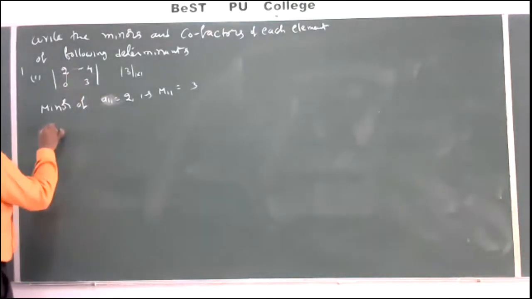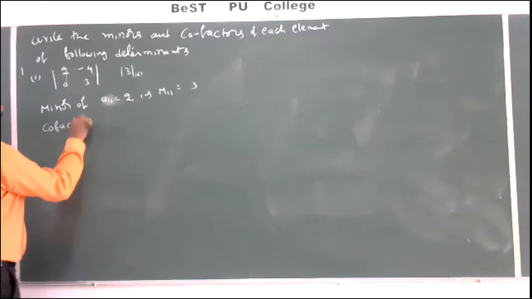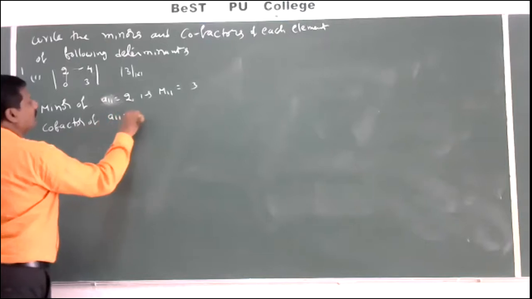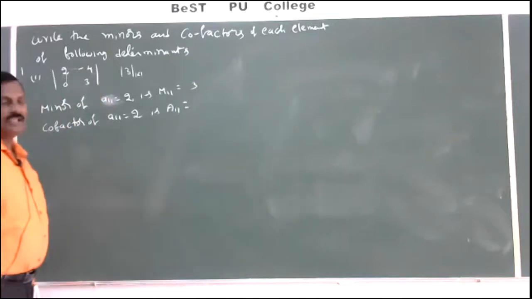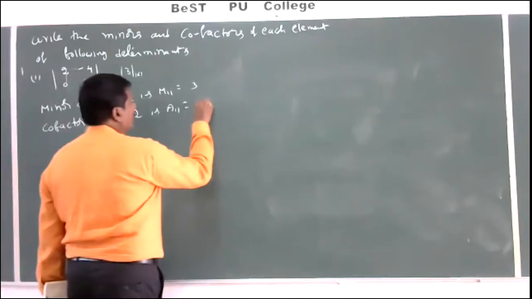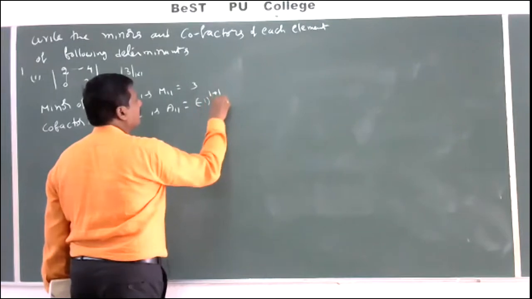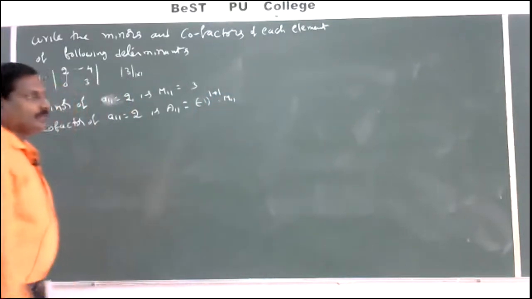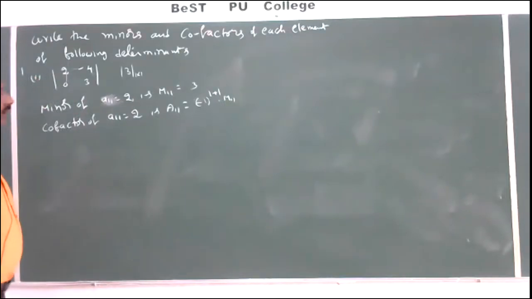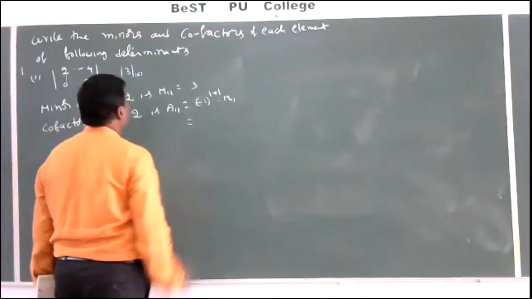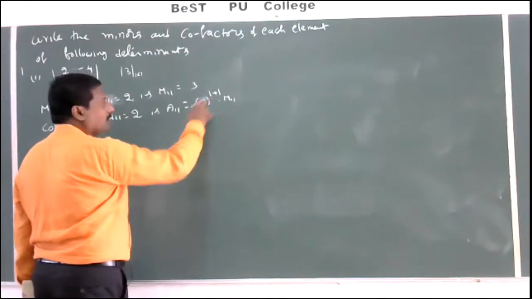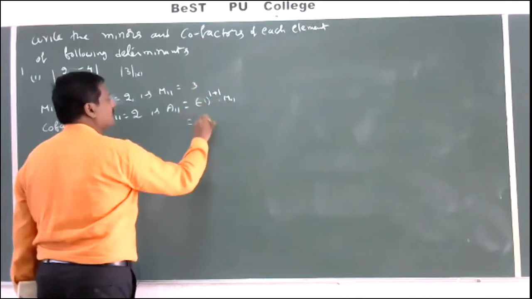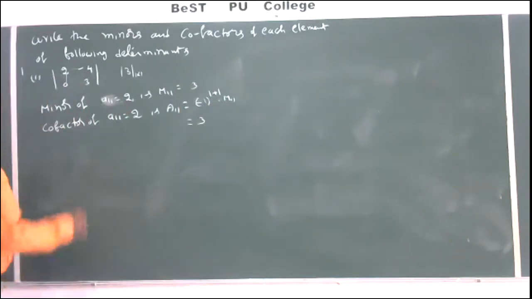Next, the cofactor of a11 equal to 2 is capital A11. This is equal to (-1) to the power of 1 plus 1 into M11. This is equal to M11, because (-1) to the power of 1 plus 1 is (-1) squared. M11 value is 3.